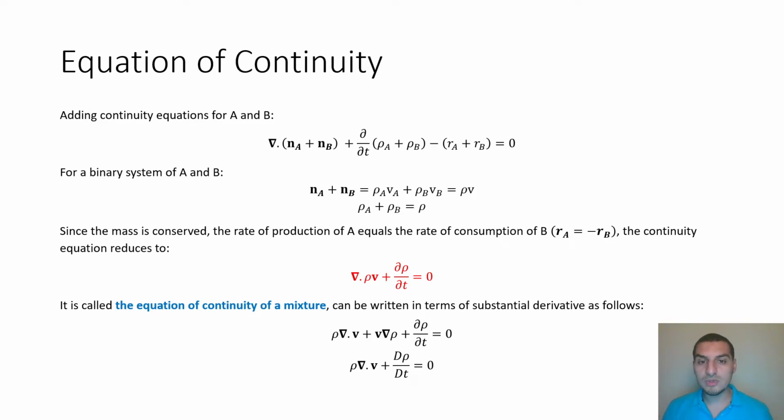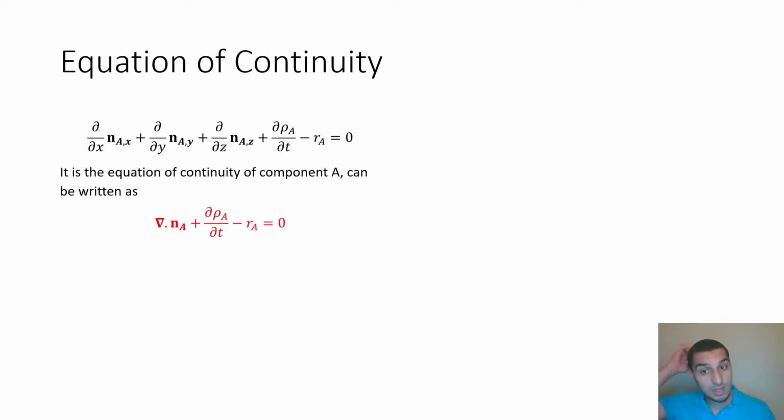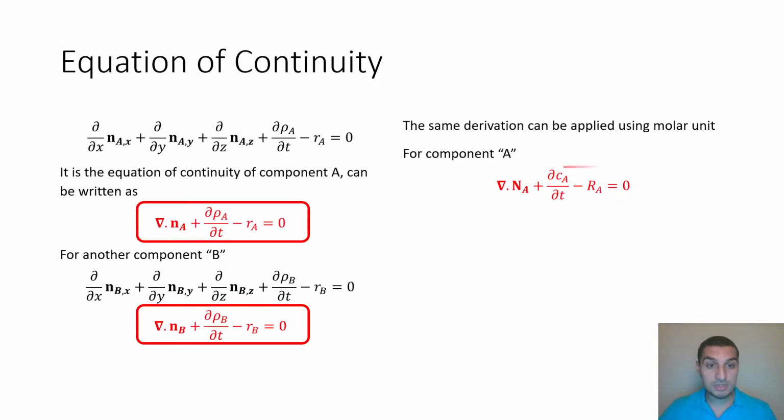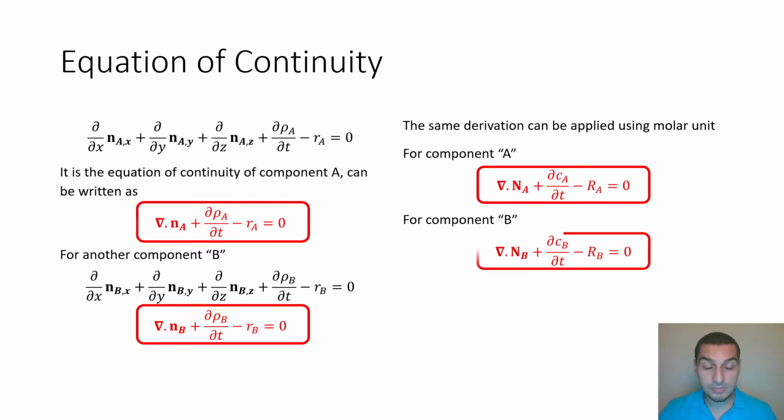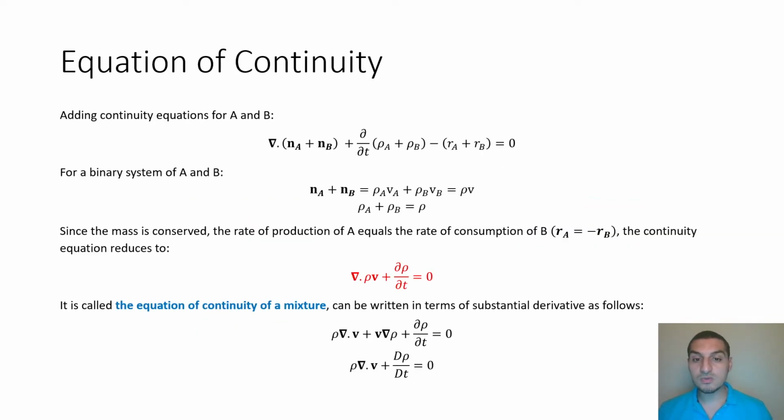So we mentioned previously that the equation of continuity can be applied for one species and for another species using the mass units and using the mole units, and we said that this is the general form of the equation. It can also be applied on the whole flow, so we can apply it to the whole flow by adding the equations of the continuity of each species separately, and this is what we do here.